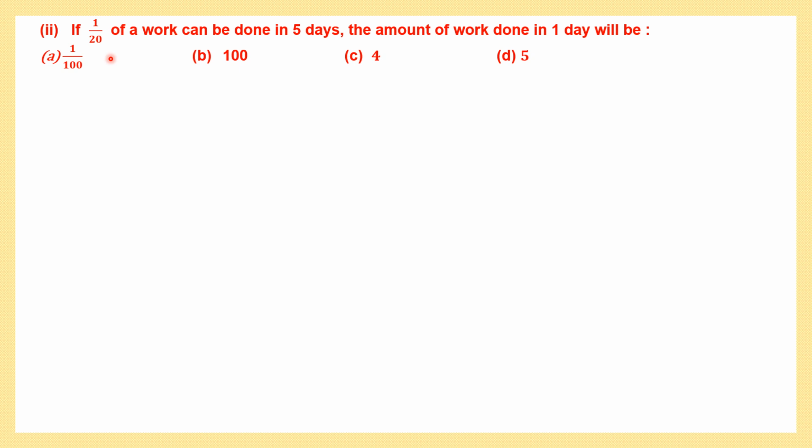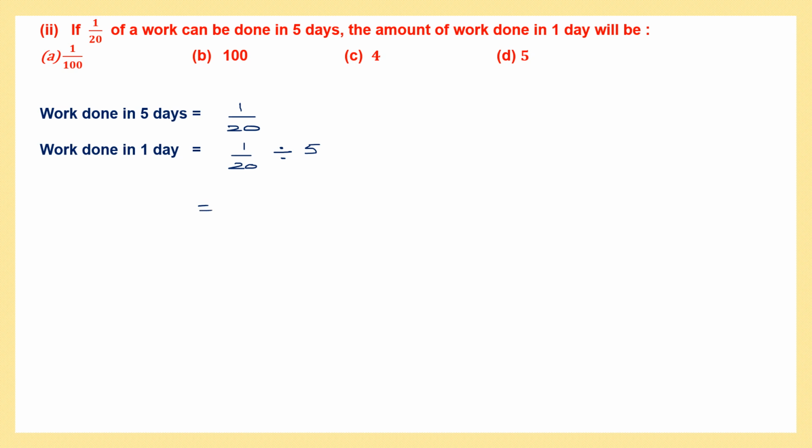Question 2. If 1/20th of a work can be done in 5 days, the amount of work done in 1 day will be how much? Okay, so work done in 5 days is already given to us as 1 by 20. This is the work done in 5 days. So the work done in 1 day, to find that, we have to divide 1 by 20 by the number of days, which is 5.